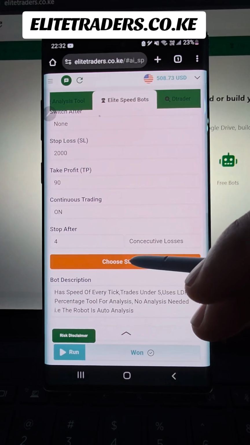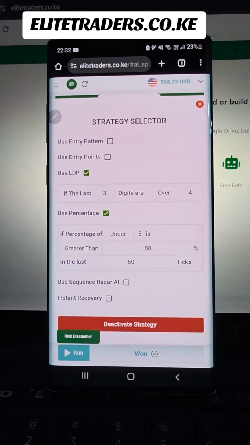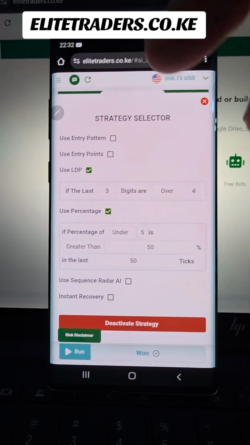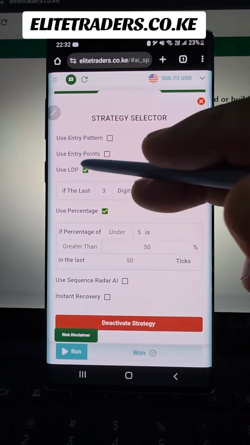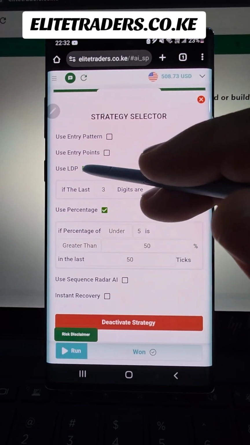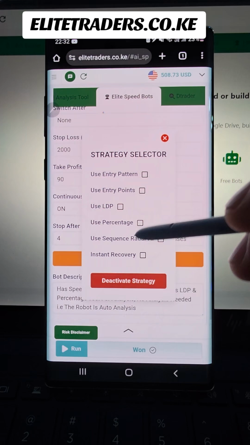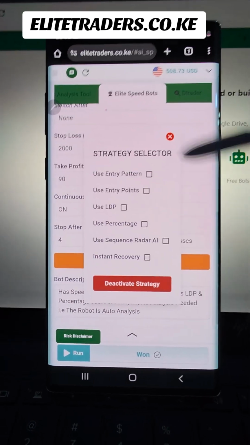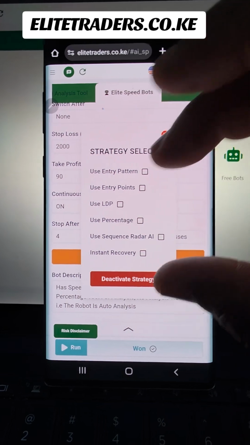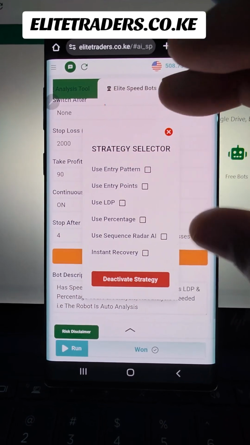So just click here, choose strategy, and I just want to explain to you how this robot is actually doing the analysis. You can actually see we are using the LDP and the percentage tool to analyze the market. Let me first of all check these two. You can see we have different ways of analyzing the market. These are different strategies built in on Airite Traders.